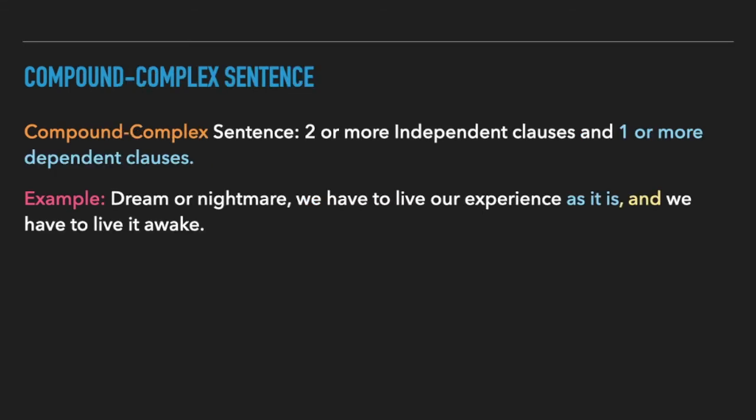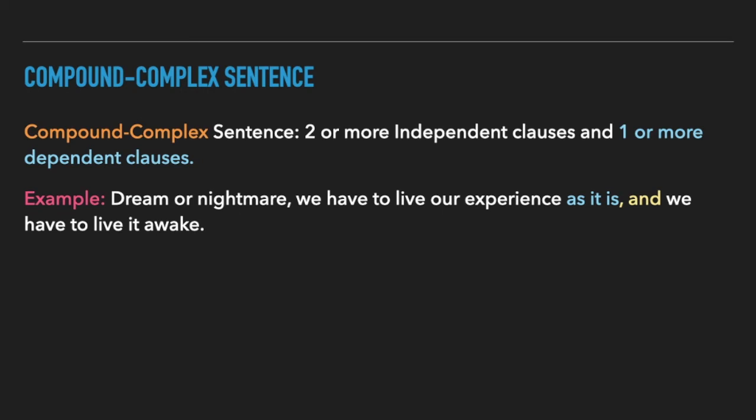Okay, and last but certainly not least, we arrive at the compound complex sentence. And so this sentence can contain 2 or more independent clauses. Again, you're using either a semicolon or a comma and a fanboy, or a colon or dashes to connect the independent clauses. And you should see 1 or more dependent clauses along with that. So the 2 or more independent clauses make it compound. The 1 or more dependent clause makes it complex. So it's a compound complex sentence.